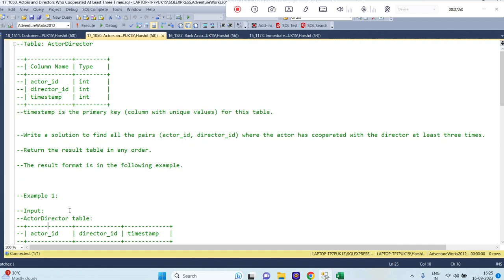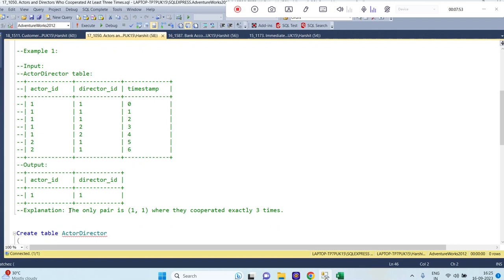So here the actor director table is given. Now we need to identify the combination of actor ID and director ID that is repeating at least 3 times. If you see over here, 1 1 1 is given, then again 1 1 1 is given, and again 1 1 1 is given. So the actor ID 1 and director ID 1 combination is repeating 3 times. But there is no other place where an actor ID and director ID combination is repeating 3 times or more. So this will be our output, right?